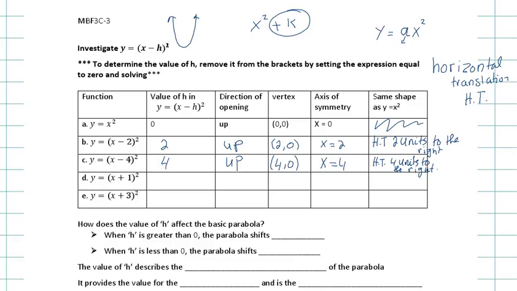Now be careful when you're answering the next question. What's the value of H? -1. Opposite to what you see. Direction of opening. Vertex. Axis of symmetry. And horizontal translation. To the left. 1 unit to the left. Do you have to put 2 there, or can you just put left? You can just put left.